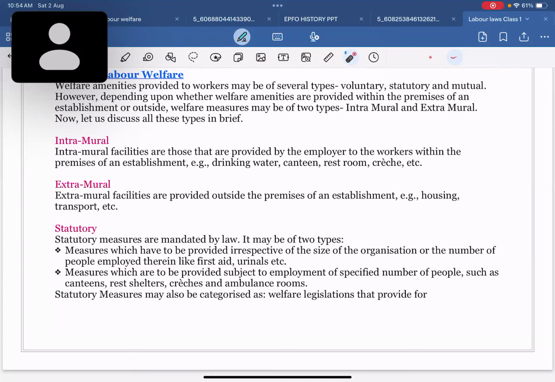A question will come from here: will drinking water, canteen, restroom come under intramural, extramural or statutory? Then you have to mark it as intramural. Restroom is something different, washroom is something different, and bathroom is something different. Do not get confused between these three things. Here first aid and urinals we are talking about in statutory things. Do not put them into intramural. Do not put them into extramural. Got my point? So be very attentive in class.